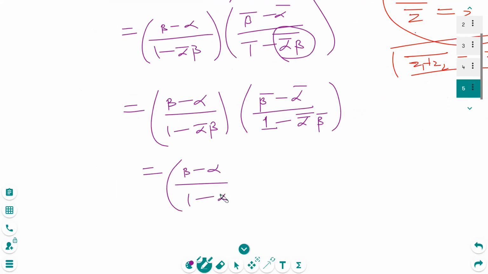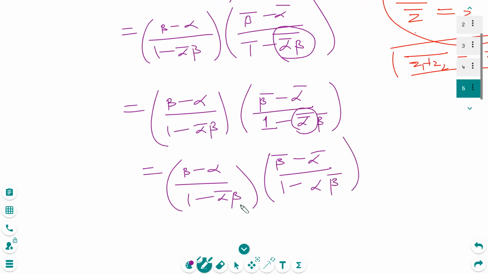This part will remain the same, because there is nothing I can do about it. But I can do something about this. This will become what? Alpha, because the conjugate of the conjugate is the complex number itself. So I have this now. Now the problem is there is nothing I can do, but I can do something.